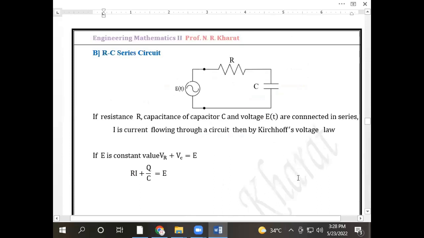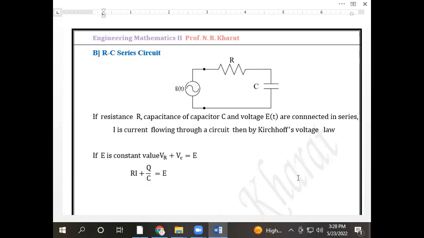In the last lecture, we already learned what is meant by the RL circuit and how much current is flowing through the RL circuit. Today, we will just replace the inductance by a capacitor, so the circuit becomes RC. R indicates resistance, C indicates the capacitor. When the resistance and capacitor are connected in series, and some voltage is applied to the given circuit, then we have to calculate the current flowing through this circuit.